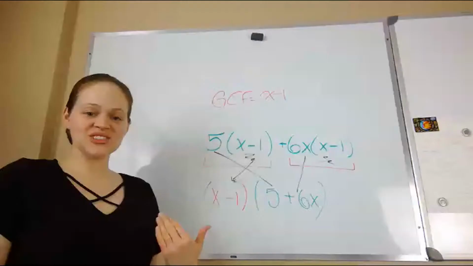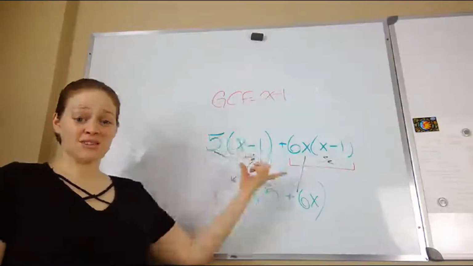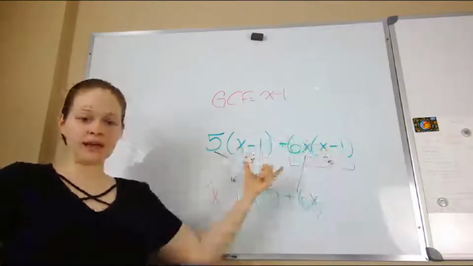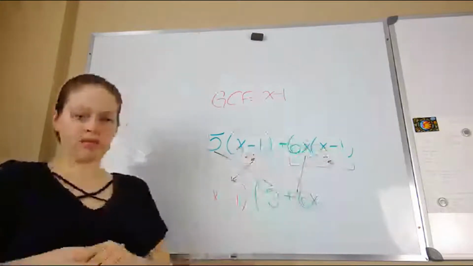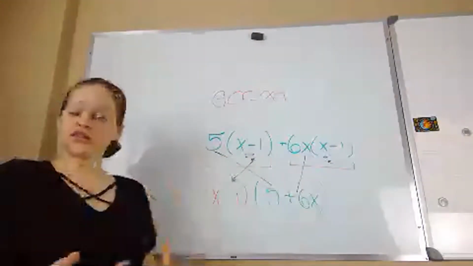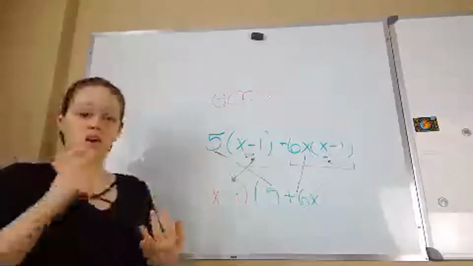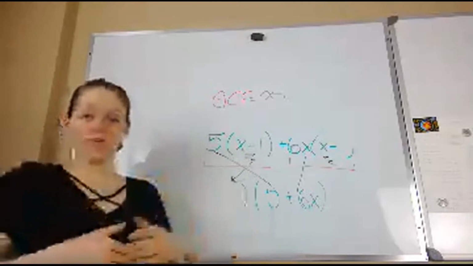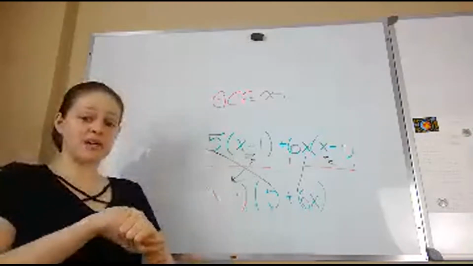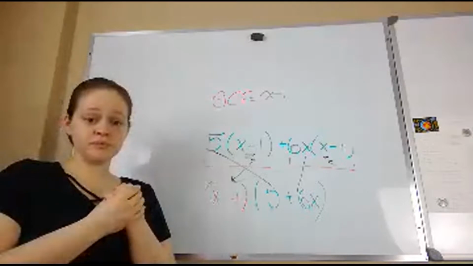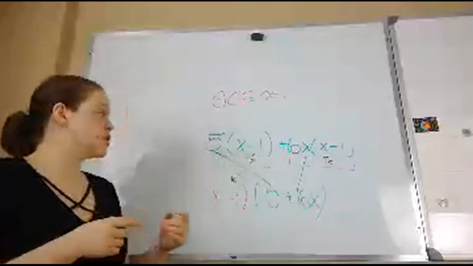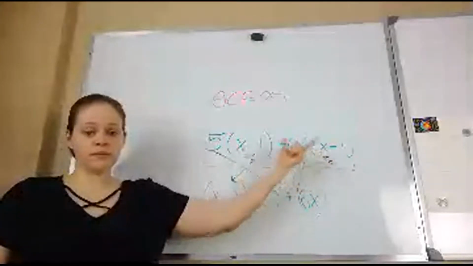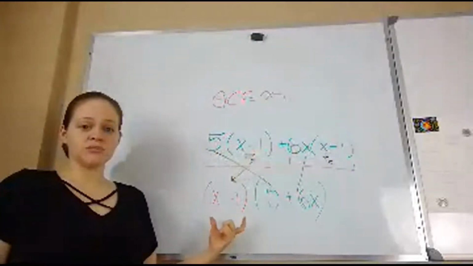Okay, so one more time, you ask yourself, what do these two terms have in common? So they both have x minus 1 in common. The GCF does not have to be a number or a letter. It can also be a full polynomial or binomial, right? So it can have an x minus 1 in common. All right? So since they both have an x minus 1 in common, that is going to be my GCF.